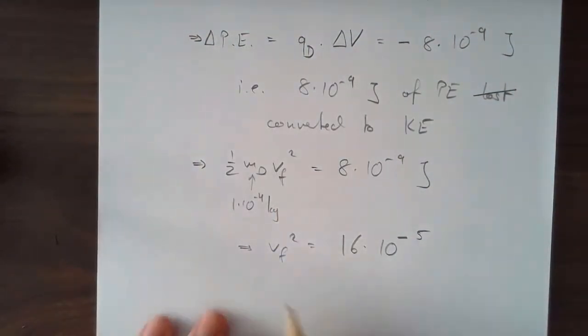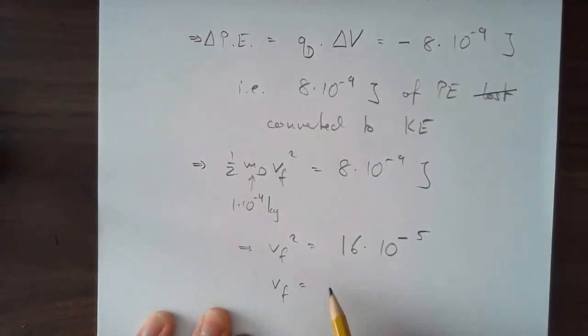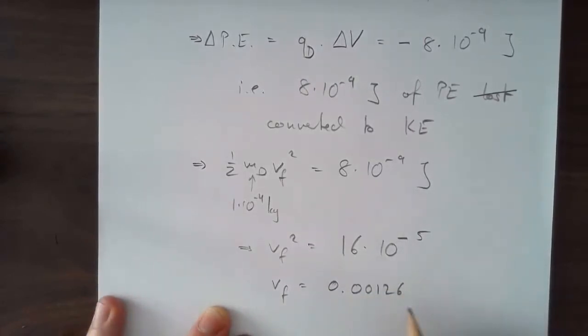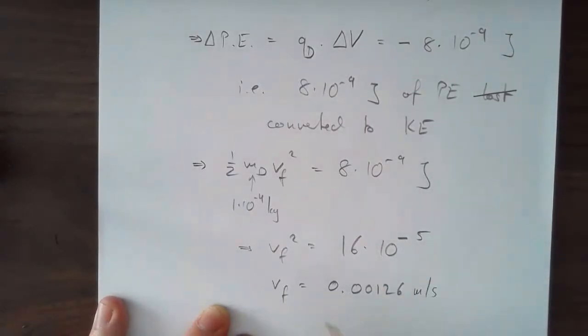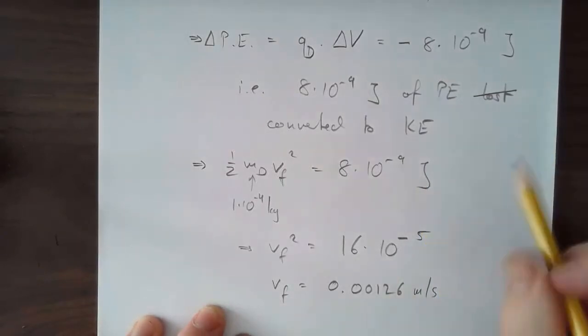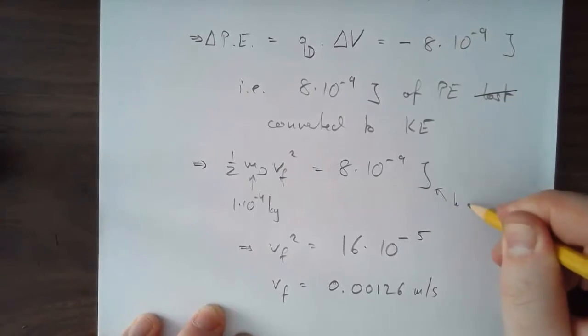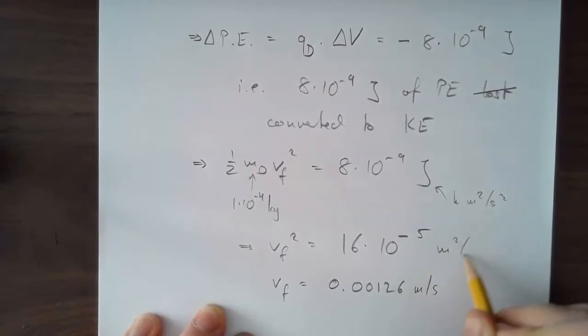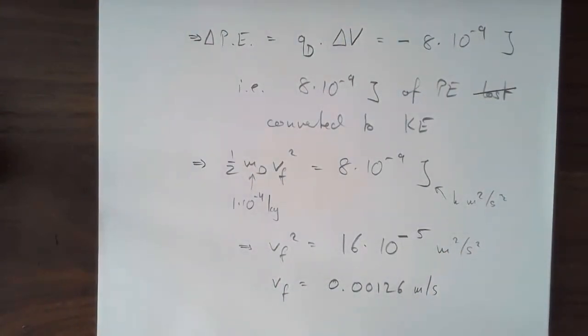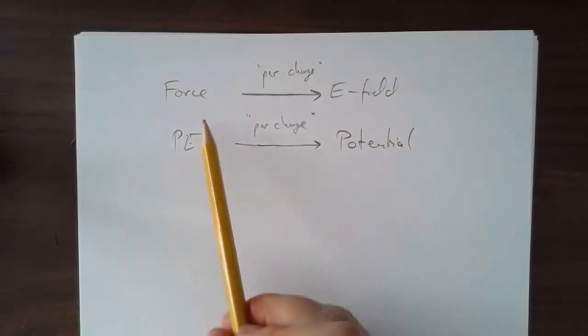And then I have to take the square root. And I think that comes to 0.00126. I want to say meters per second. That is working in joules. And a joule, remember, is nothing but a kilogram meter squared per second squared. So I counted kilograms. This is in meters squared per second squared. This is in meters per second. And we've solved it. Now just quickly summarize again.